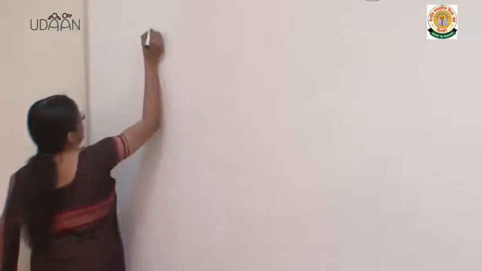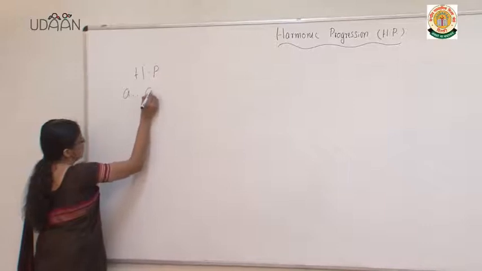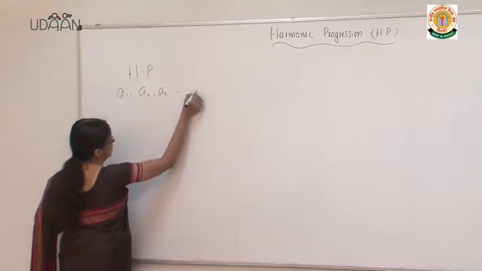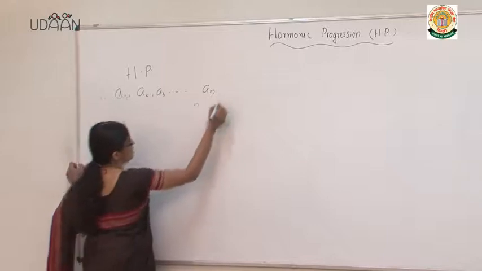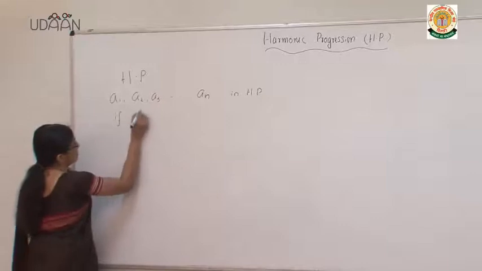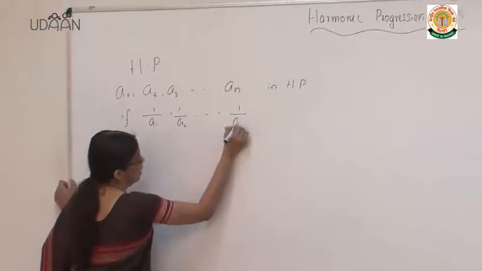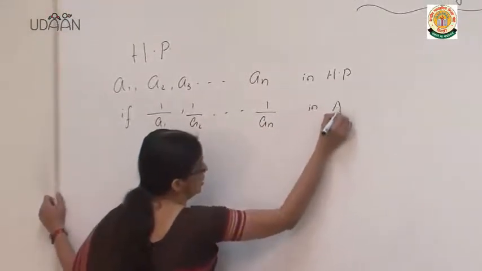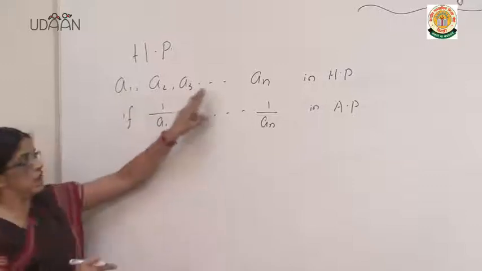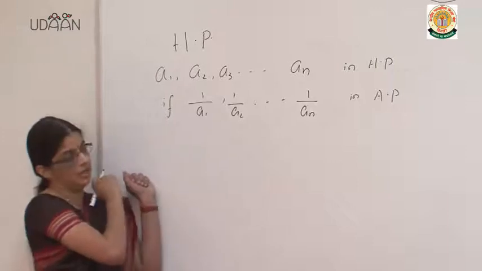Hello kids, the topic which we are going to discuss today is harmonic progression or HP. Harmonic progression: a sequence of non-zero numbers A1, A2, A3, etc., An is said to be in harmonic progression if their reciprocals 1 by A1, 1 by A2, etc., 1 by An are in arithmetic progression. A1, A2, etc., An is said to be in HP if their reciprocals are in arithmetic progression.